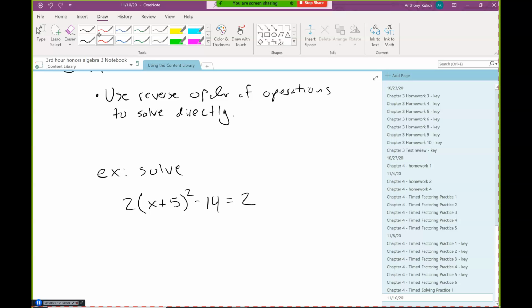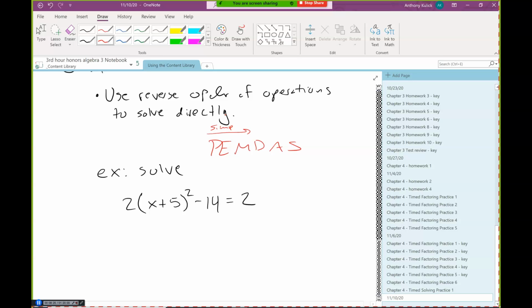So when we say order of operations, we're talking about PEMDAS, right? When we simplify, we go in that direction where we do parentheses, then exponent, then multiplication, division, and lastly we do addition, subtraction. When we solve, we go the opposite direction. So we're undoing things. So that means that we should be going in the opposite direction when we're solving, right?